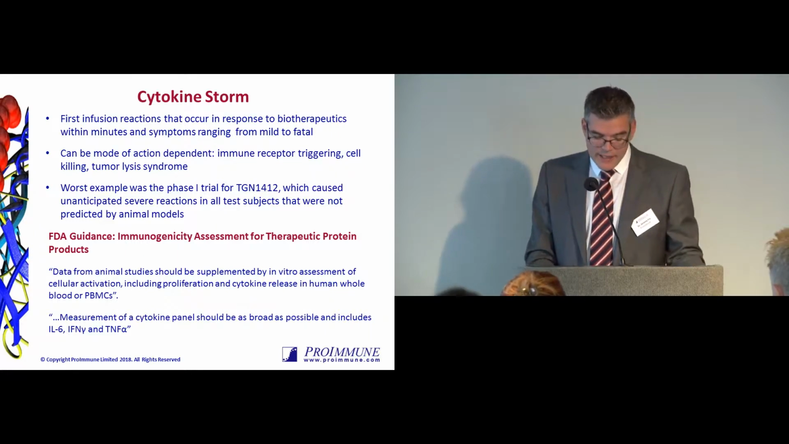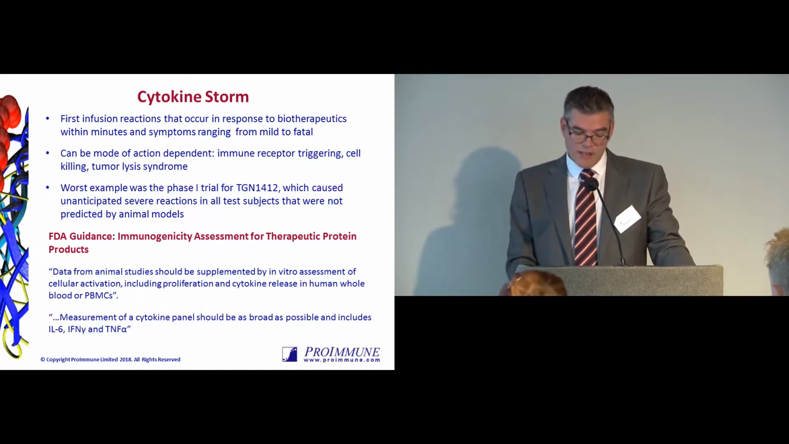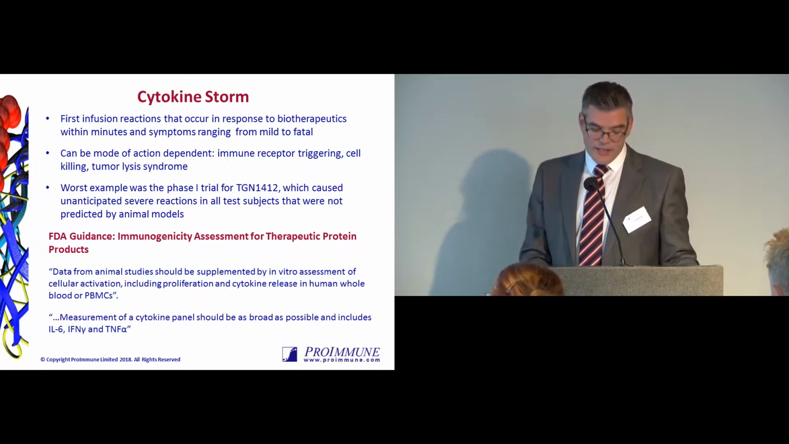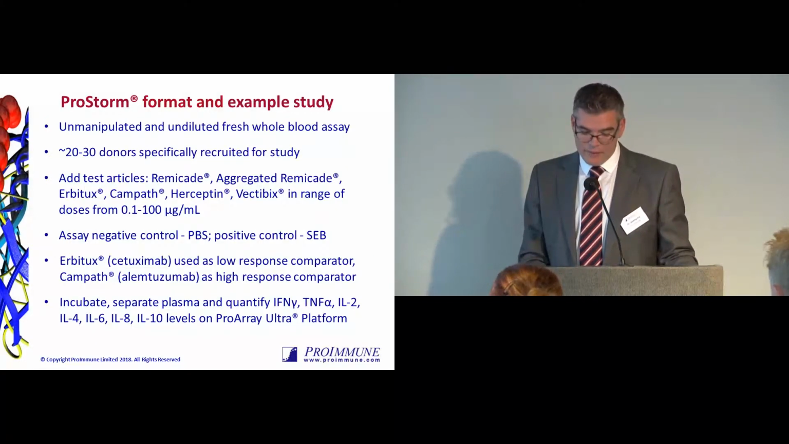And they say specifically in the guidance that data from animal studies should be supplemented by in vitro assessment of cellular activation, including proliferation and cytokine release in human whole blood or PBMCs, and that measurement of a cytokine panel should be as broad as possible and include IL-6, interferon gamma, and TNF-alpha.